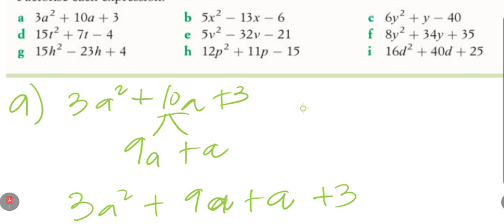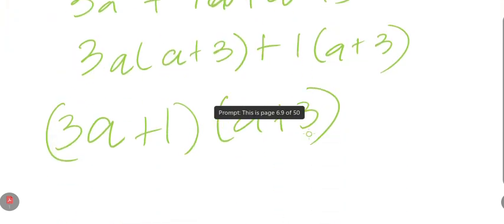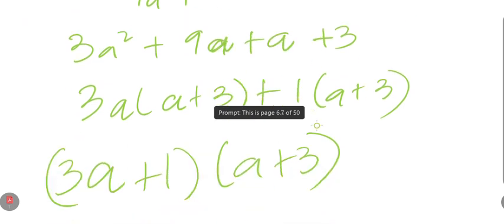Now, moving on to part b down here, we have 5x squared minus 3x minus 6. To solve for that one, let's try that for the next one.